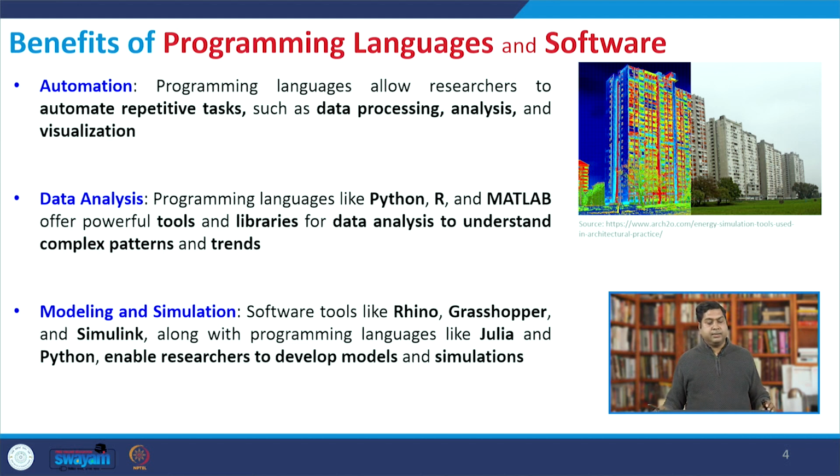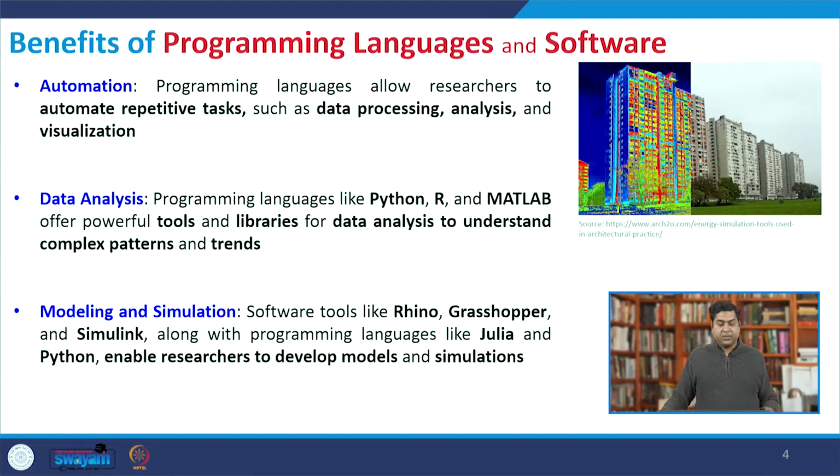Now let us discuss the benefits of programming languages and software, especially when you are conducting research or experiments in the planning and architectural domain. The first one is automation. Programming languages allow researchers to automate repetitive tasks such as data processing, analysis and visualization.